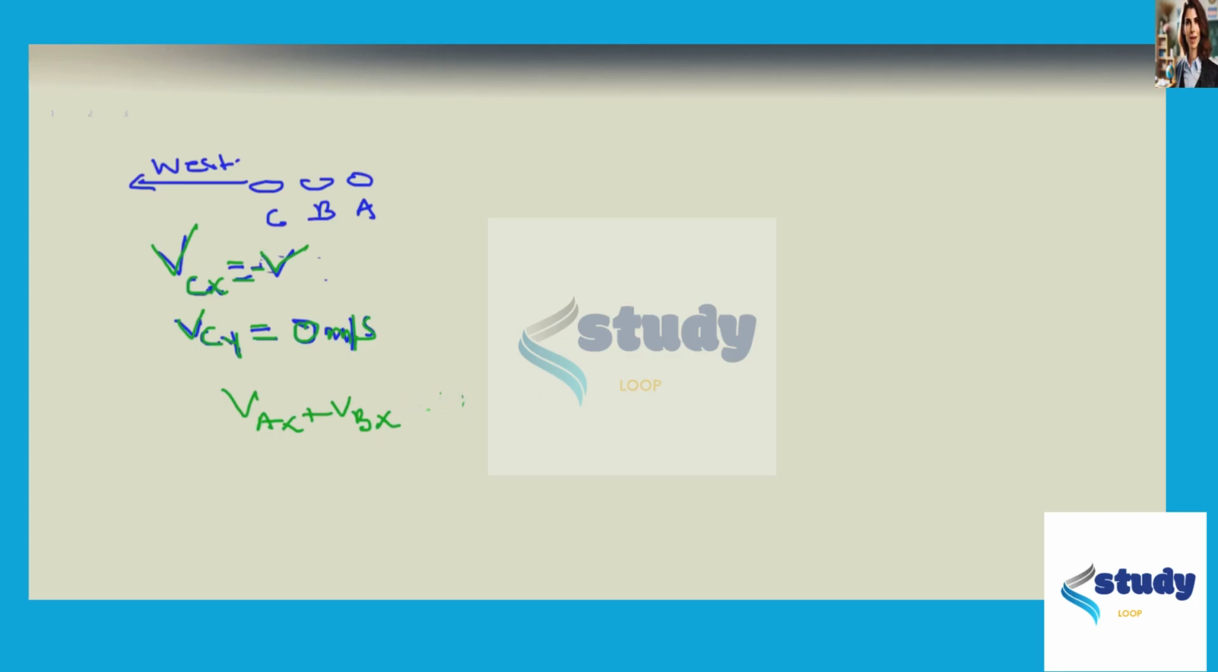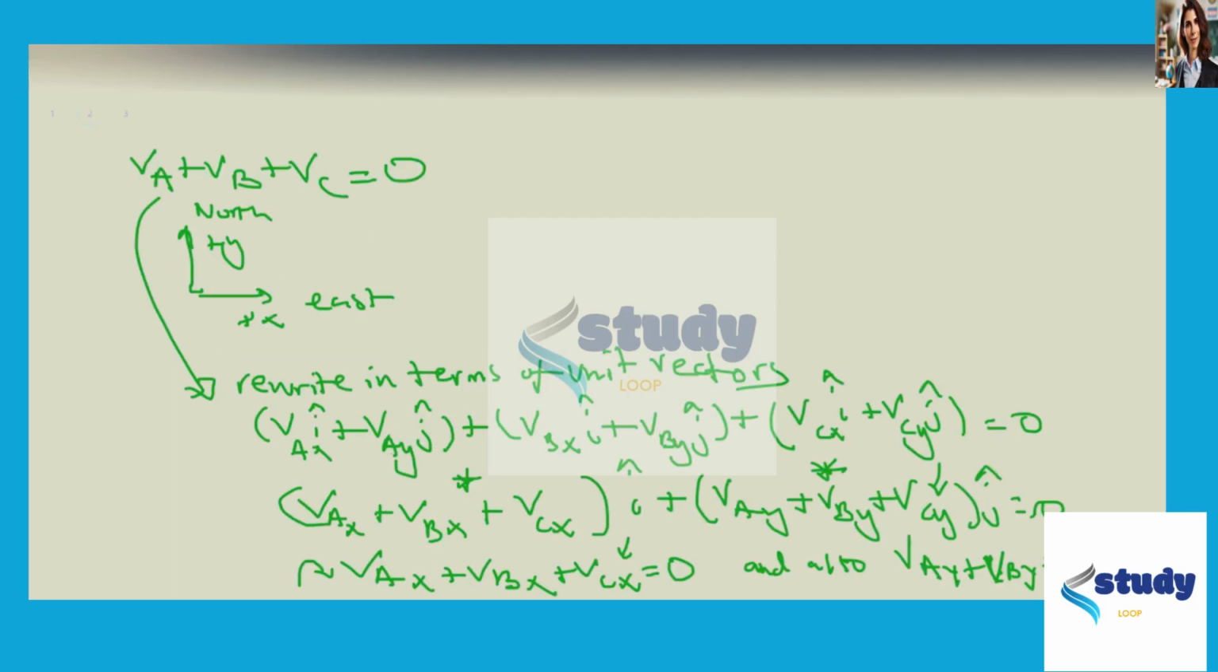So Vcx is negative v. So we have Vax plus Vbx plus Vcx equals 0. But this one is negative v, so that changes it to 0. And so Vax plus Vbx equals v. And then also we have this part, ay, by, and cy.